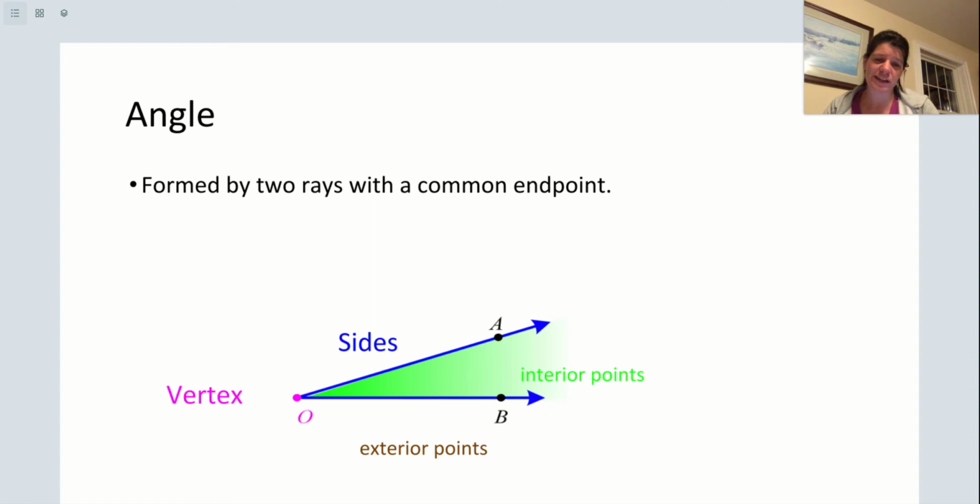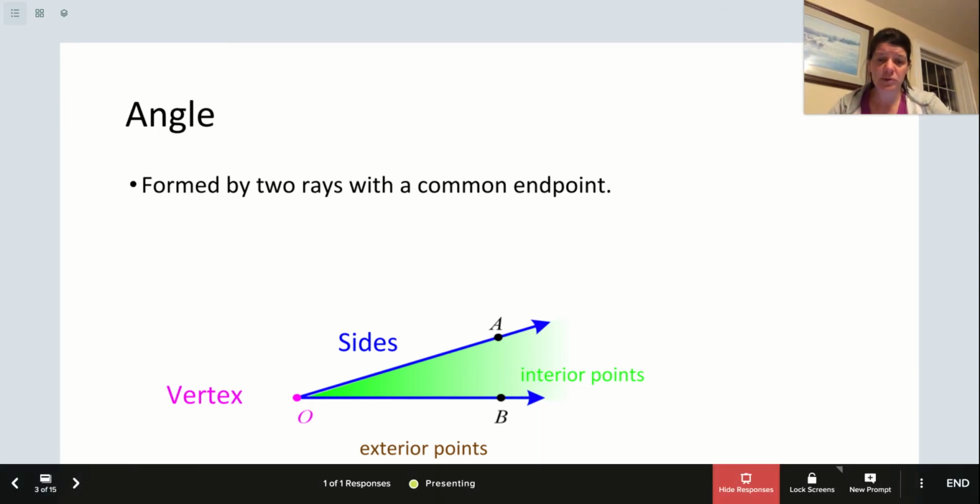And lots of times when we see angles, we don't mark them with the ray going on forever, but they are there. That's part of what we talk about. That green section there is the interior points, and outside of this would all be our exterior points. So interior is in between the rays and exterior is on the outside.